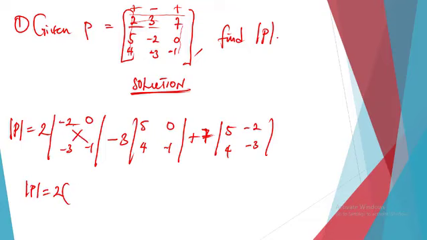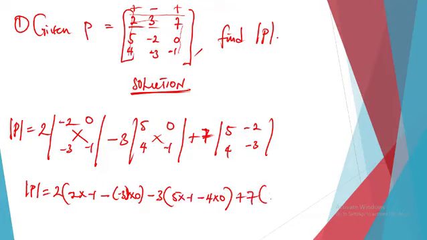So that will lead us to having the determinant of P equal to 2 into, remember we are multiplying, so we have minus 2 times minus 1, minus 3 times 0. Then we have minus 3 into, we also multiply, 5 times minus 1, minus 4 times 0, plus 7 into, multiply out, 5 times minus 3, minus 4 times minus 2.